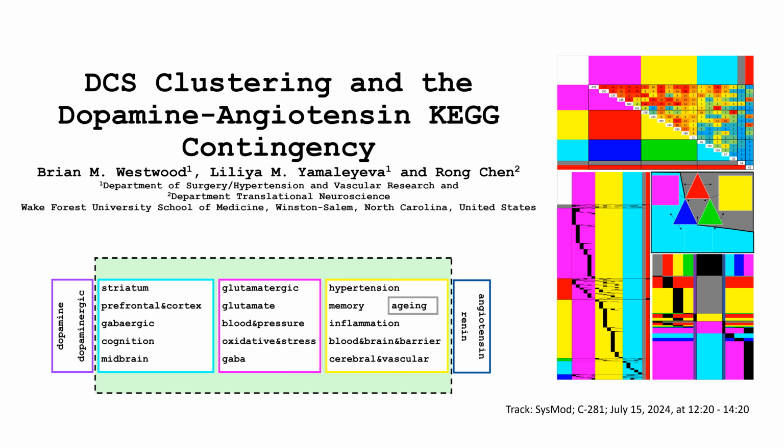Thank you for your interest in DCS clustering and the Dopamine-Angiotensin KEGG Contingency by Brian Westwood, Lilia Yamalayeva, and Rongchet. This study is a framework constructed using the classification structure of the Kyoto Encyclopedia of Genes and Genomes molecular network database, evaluated with the consensus path database overrepresentation analysis using 20 SwissProt keyword search starting sets.